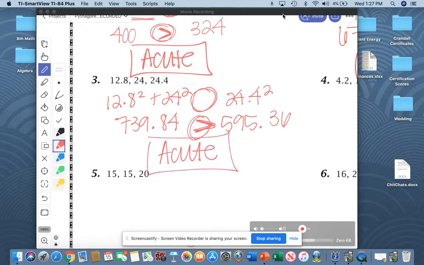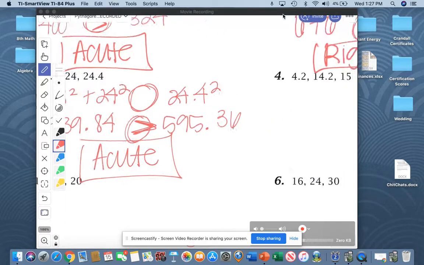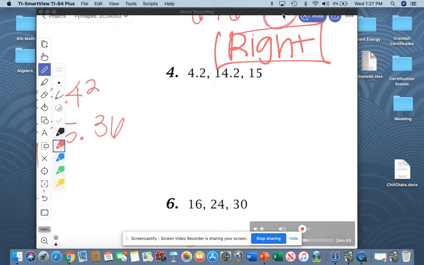Okay, let's move on to number 4. Biggest side is 15. So I've got 4.2 squared plus 14.2 squared equals 15 squared.